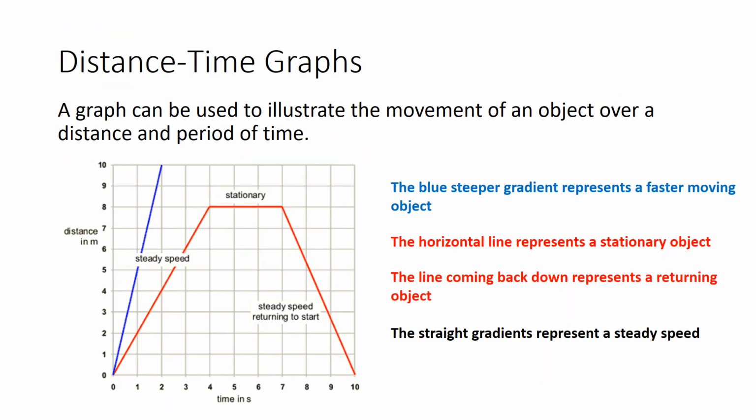So distance time graphs. Now, again, this would be a good point to try and do it with a ruler. However, the side of your phone is fine. We don't actually need physical measurements. A graph can be used to illustrate the movement of an object over distance and period of time. So we often get asked in an exam, what is this graph showing? This is a distance time graph, okay? Different to a speed graph, different to a velocity graph. This is a distance time graph.